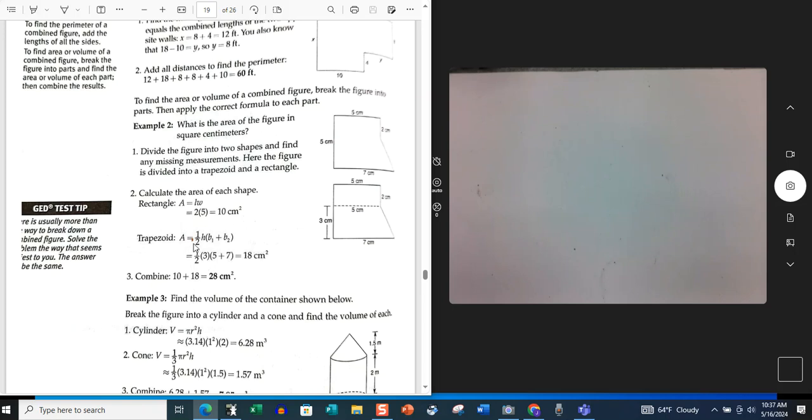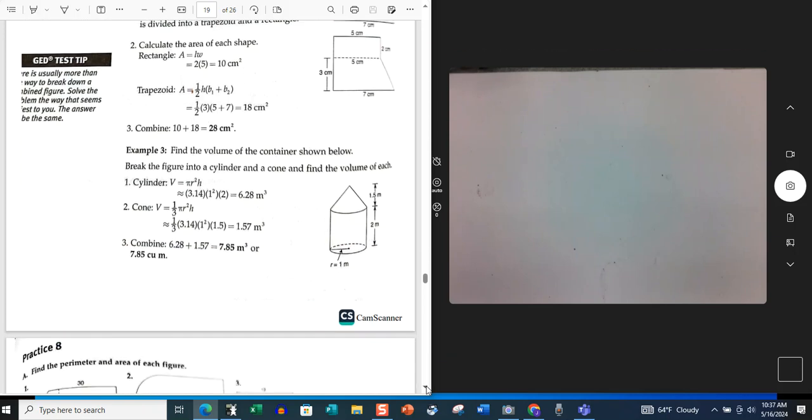Now this trapezoid here, we have half of the height. The height is 3, because this is the trapezoid. And then we have the shorter base, which is 5, and the larger base, which is 7. After we multiply all this, it gives us 18. So we add these two together, and that gives us the area.